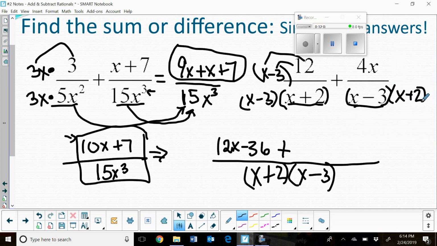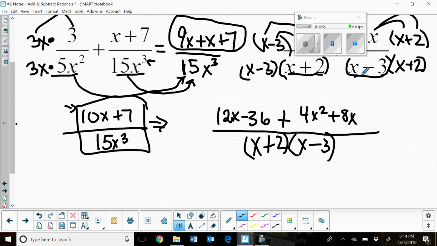Well, if I multiply the denominator, I also have to multiply the numerator. So let's multiply the top by that. And again, I distribute. And so I get 4x squared plus 8x. Okay, so I've done the hardest part, which was figure out my common denominator and then multiply the numerators by the missing factor.